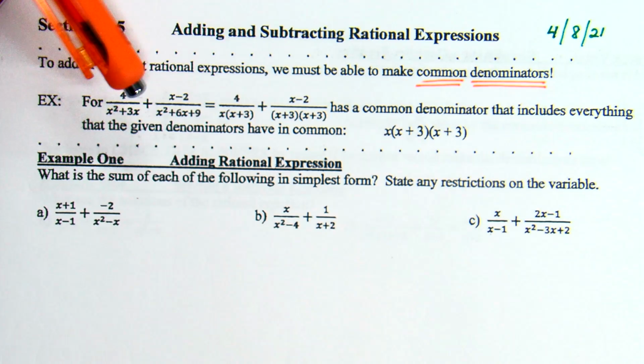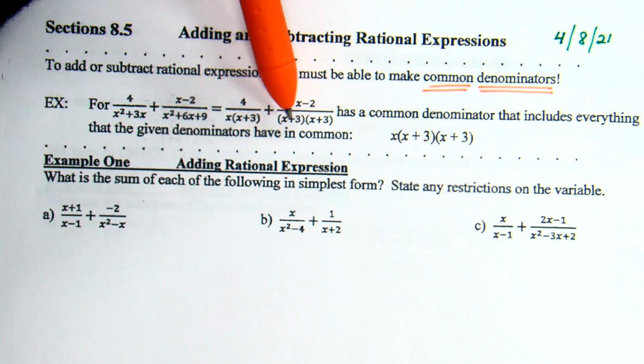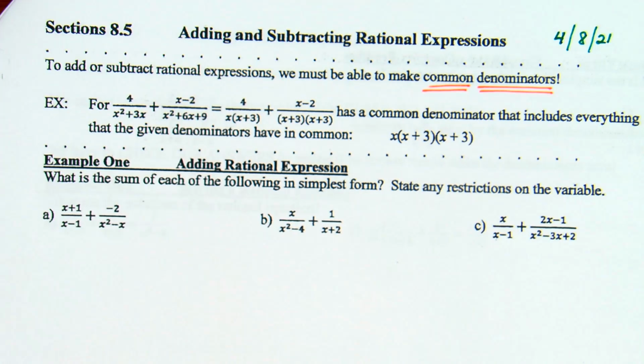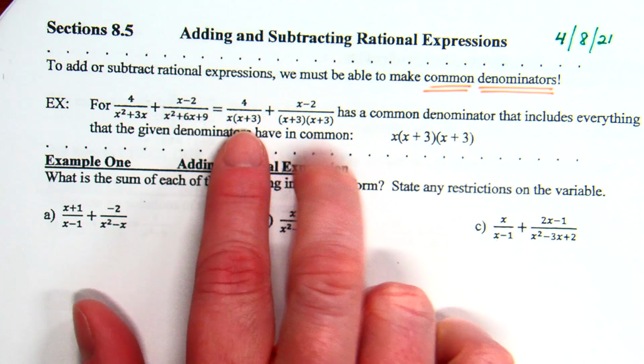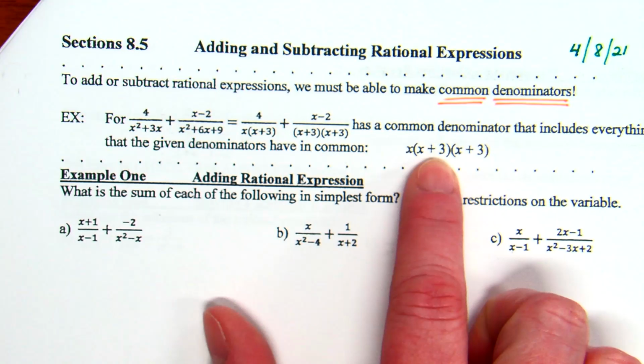And so notice the first thing they do here is they factor. X squared plus 3x, there's a GCF of x, and so it factors to x times x plus 3. X squared plus 6x plus 9 factors into x plus 3 times x plus 3. Once we have the pieces factored, we'll be looking for what's in common. As you look at those two denominators, they already have one x plus 3 in common, yes? So that one x plus 3 that's in common would be part of my common denominator.